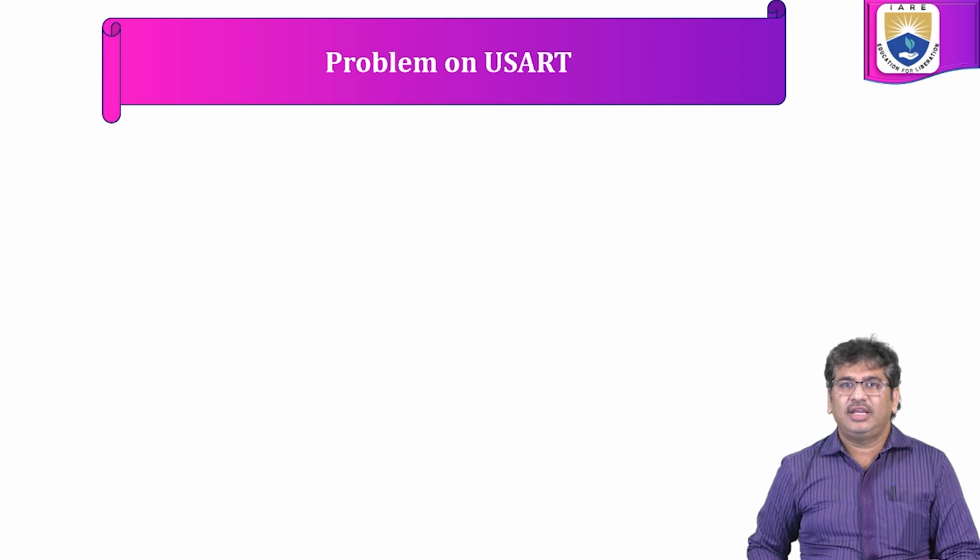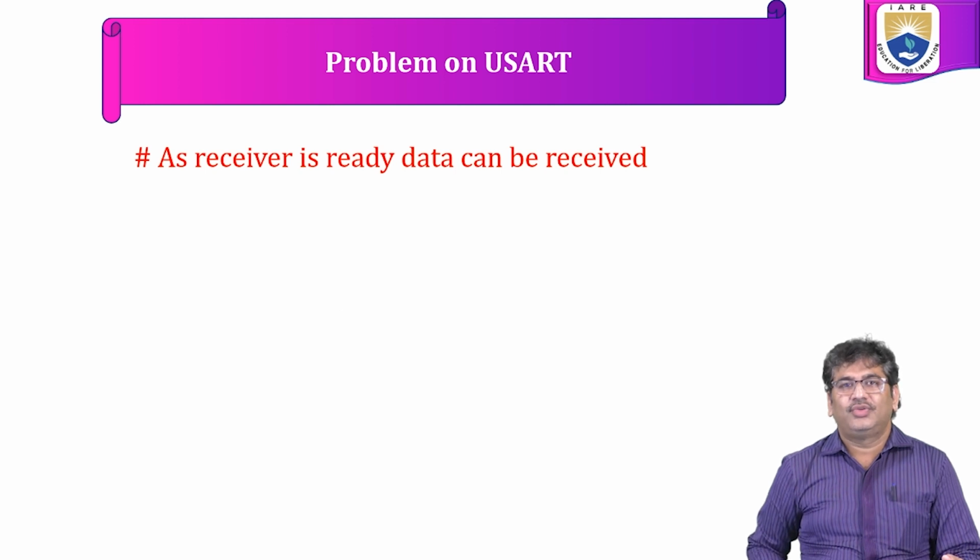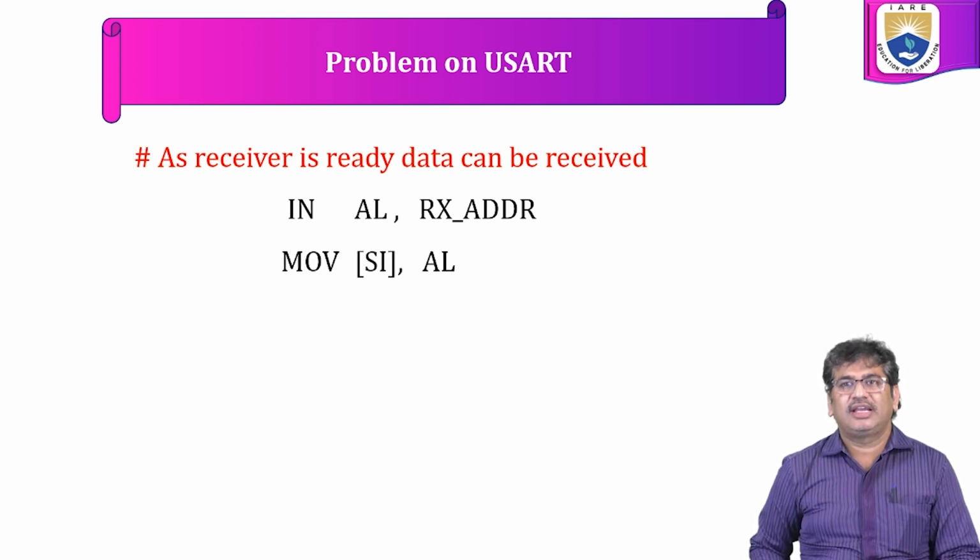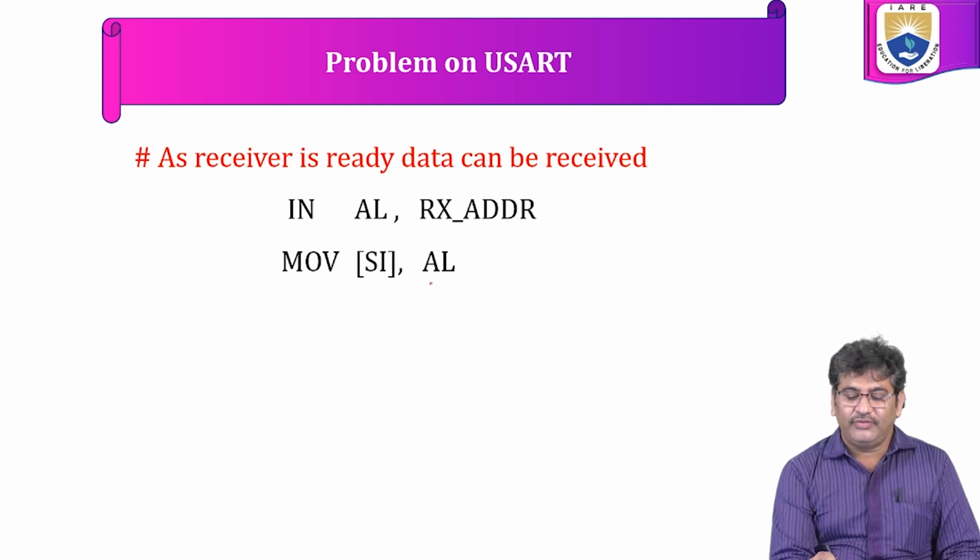When the receiver is ready, we can collect the data into the AL register using the IN instruction. So for reading the data from the receiver, you write IN AL comma receiver address. Whatever data we read into the AL register will be copied into the memory location. For that, you write MOV [SI], AL. So the AL which contains the received data, that data will be moved into memory.